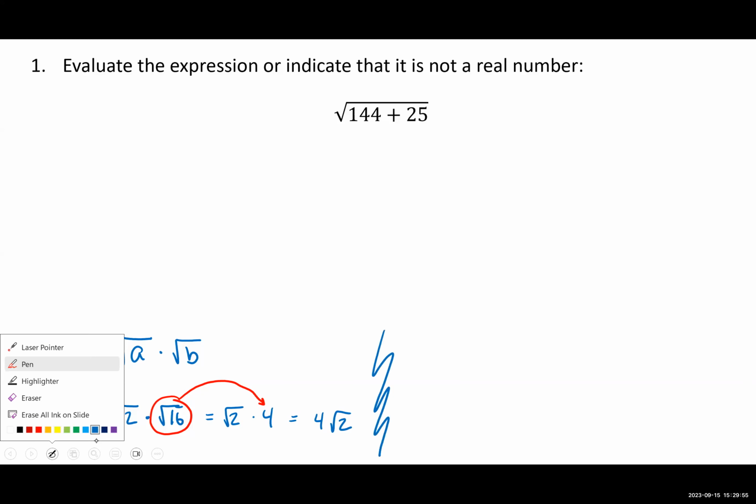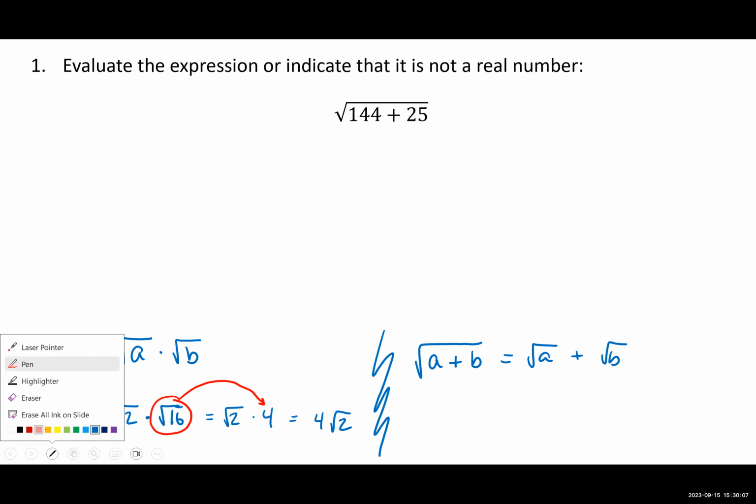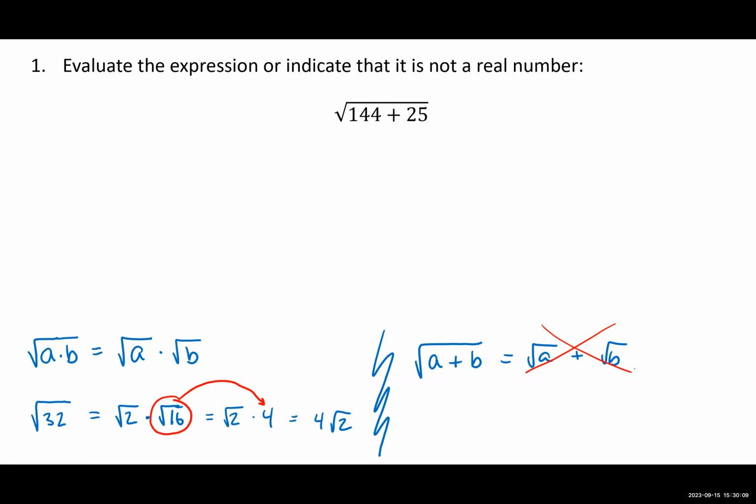What we do not have is a rule that says the square root of a plus b is equal to the square root of a plus the square root of b. This is not true.